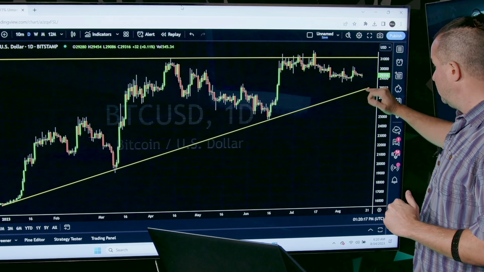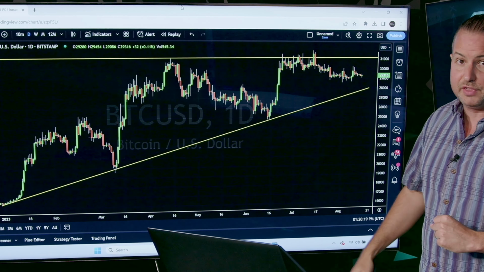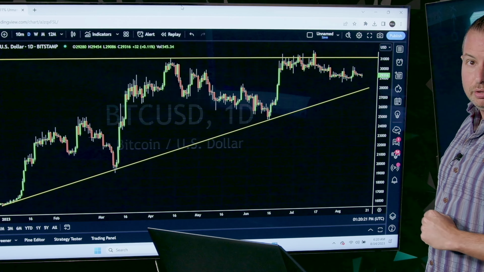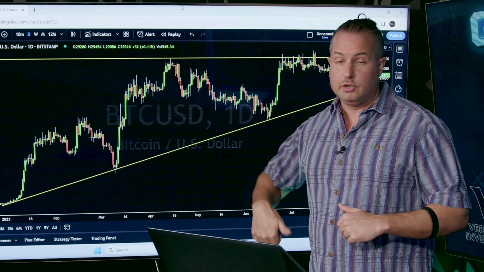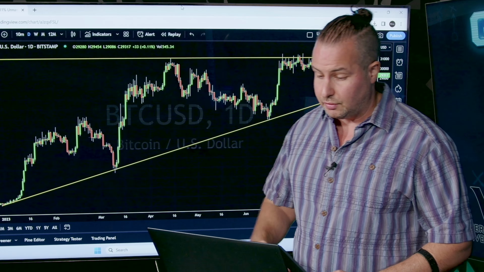I mean, you could literally dump here and you could go to 25,000 in a split second, right through it. That would not surprise me. On the upside, by the way, if you break out, you could go to 30, 35, 36,000 very, very quickly.